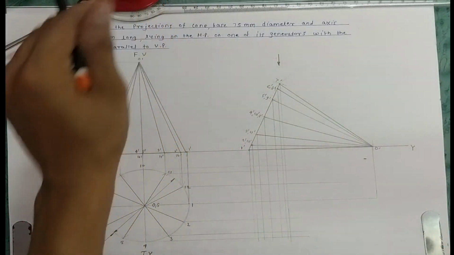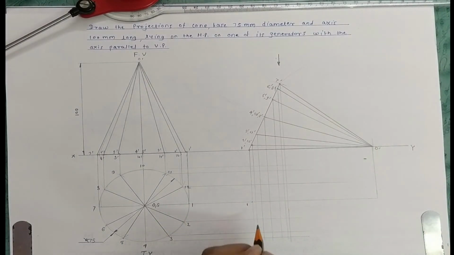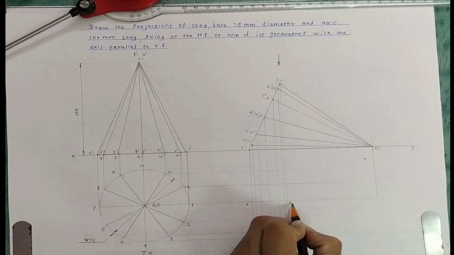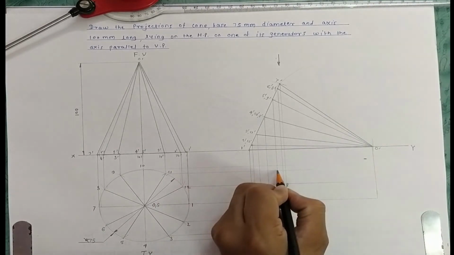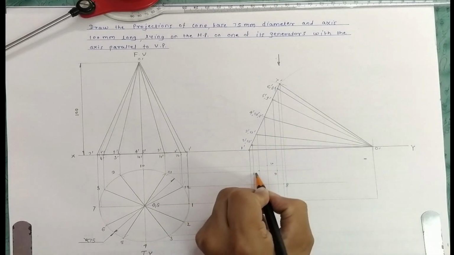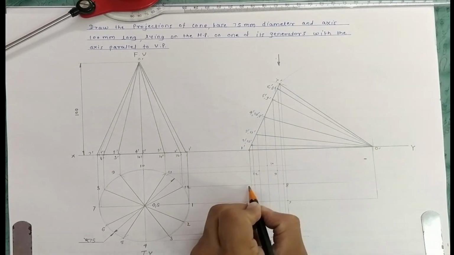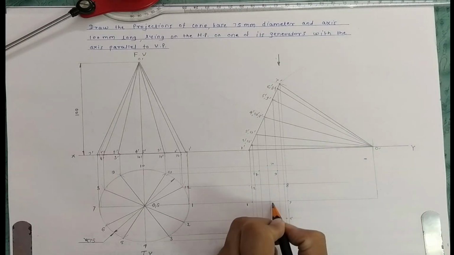Look at the points. This point becomes 1, 2, 3, 4, 5, 6, 7, 8, 9, 10, 11 and 12.